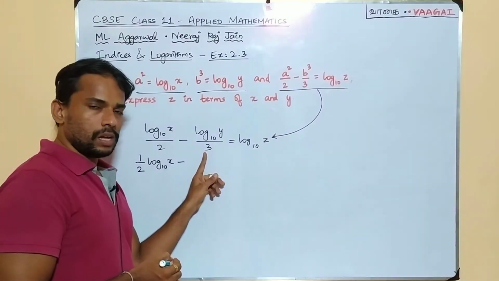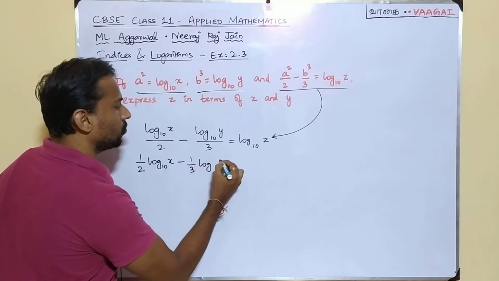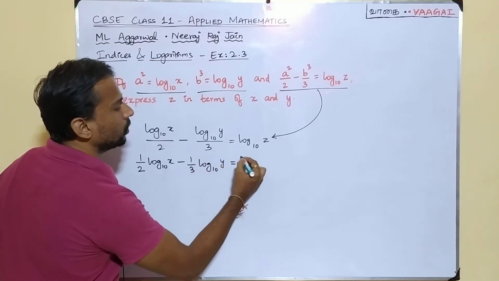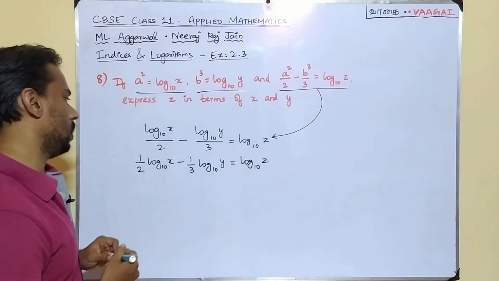also, what about this by 3? This is like 1 by 3. So I am writing 1 by 3 log of y to the base 10 is equal to log z to the base 10. Is it clear?